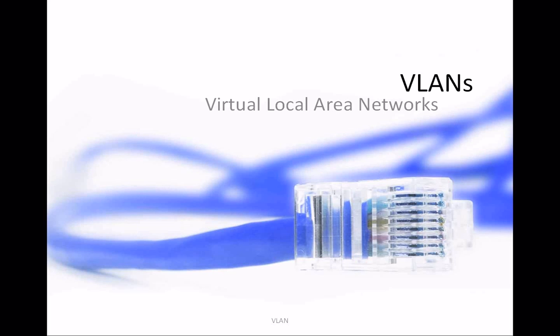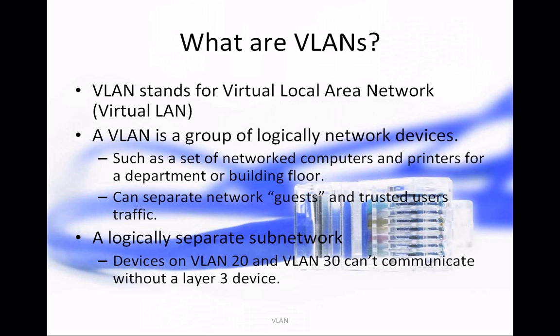So what are VLANs? VLAN stands for Virtual Local Area Network, also called a virtual LAN. A VLAN is a group of logically networked devices, such as a set of computers and printers that are for a department or a building floor. You can also separate devices on your network, such as guest devices on one VLAN and trusted users on another. A VLAN is also a logically separated subnetwork. For example, devices on VLAN 20 and VLAN 30 can't communicate with each other without a layer 3 device.